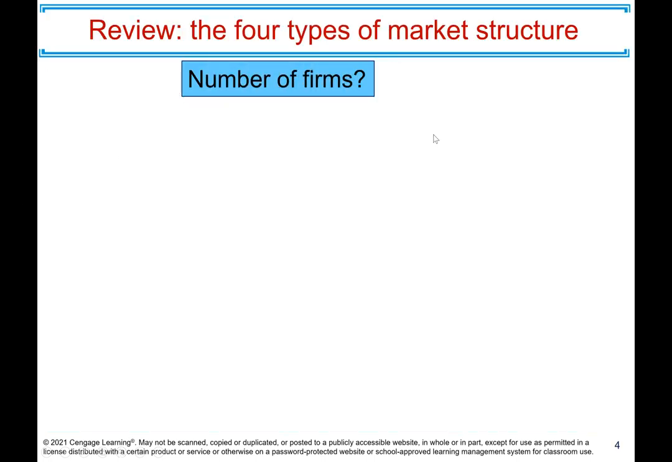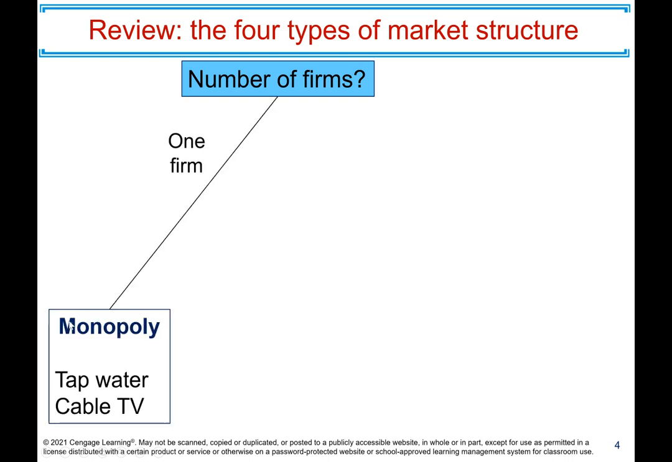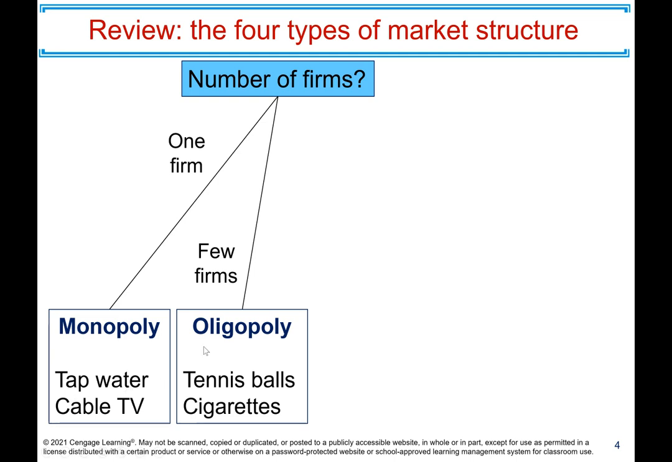Review the four types of market structures. Number of firms: one firm, that's called monopoly. Examples are tap water and cable television. Few firms is oligopoly. Examples would be tennis balls and cigarettes.